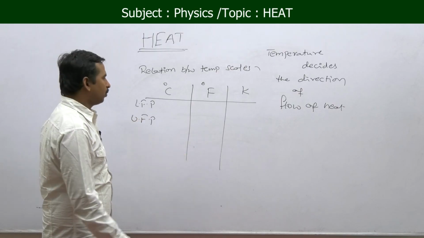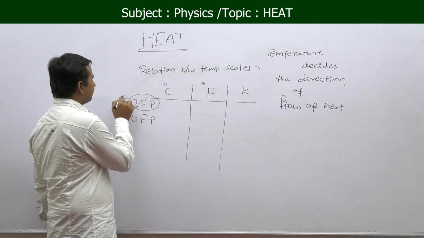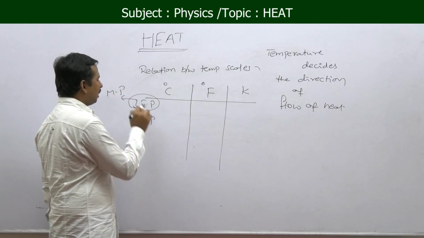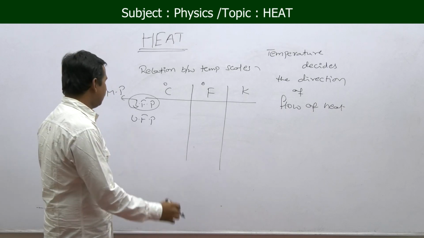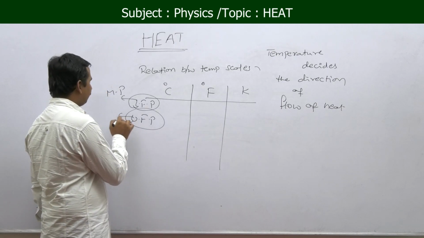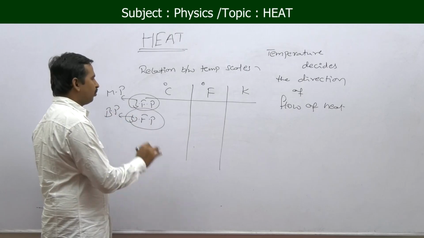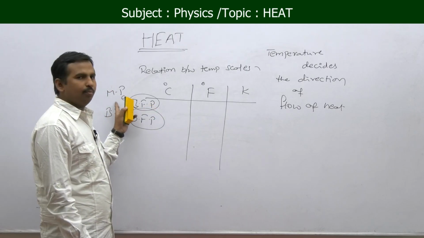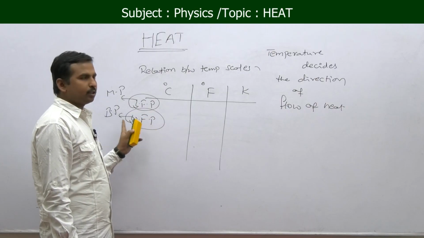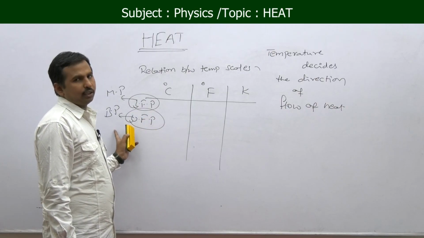The lower fixed point is taken as the melting point of ice, whereas the upper fixed point is taken as the boiling point of water. Okay? So, the lower fixed point is the melting point and the upper fixed point is the boiling point.